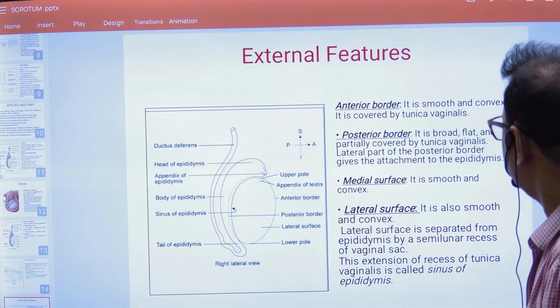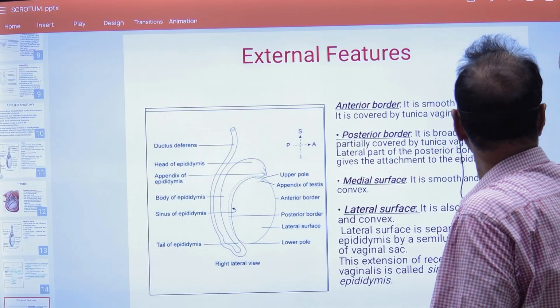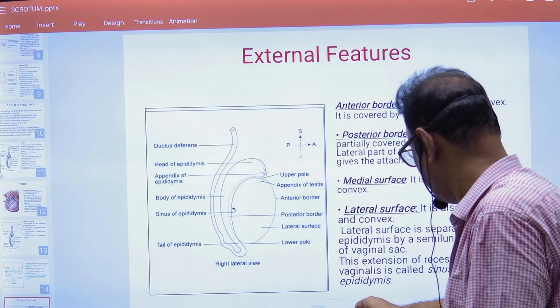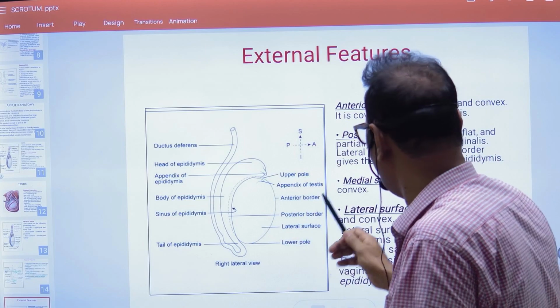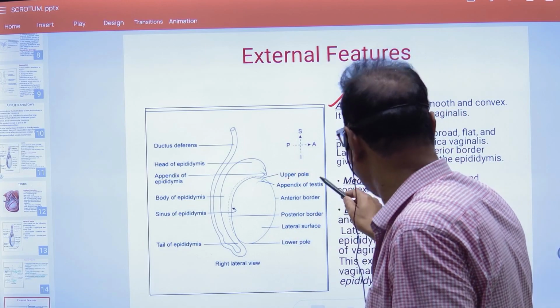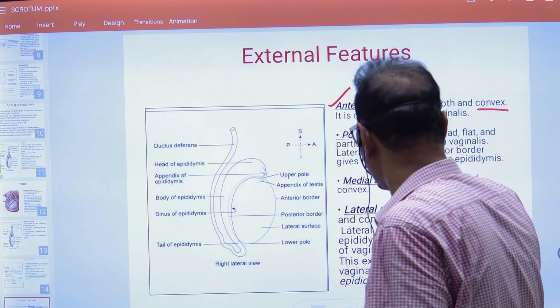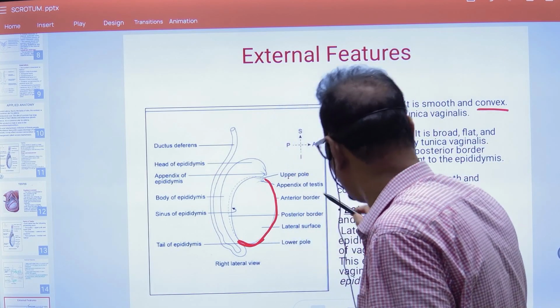Now coming to the external features, part 2. Now we are talking about the upper pole, lower pole. Now we talk about the anterior border. The anterior border is smooth and again it is also convex. See the anterior border. This anterior border is convex.